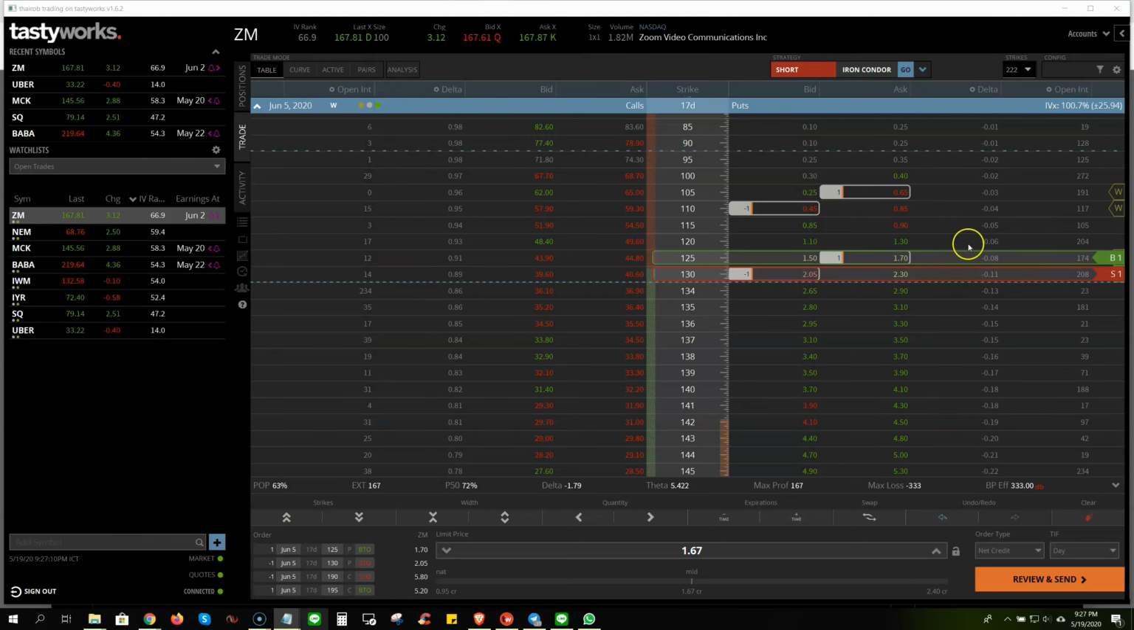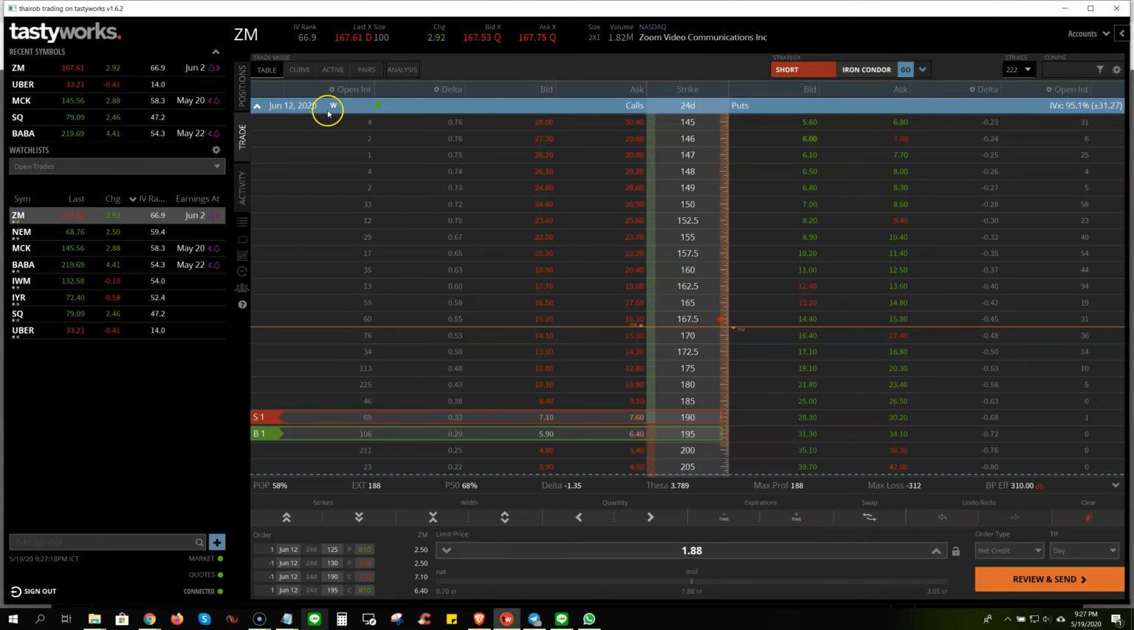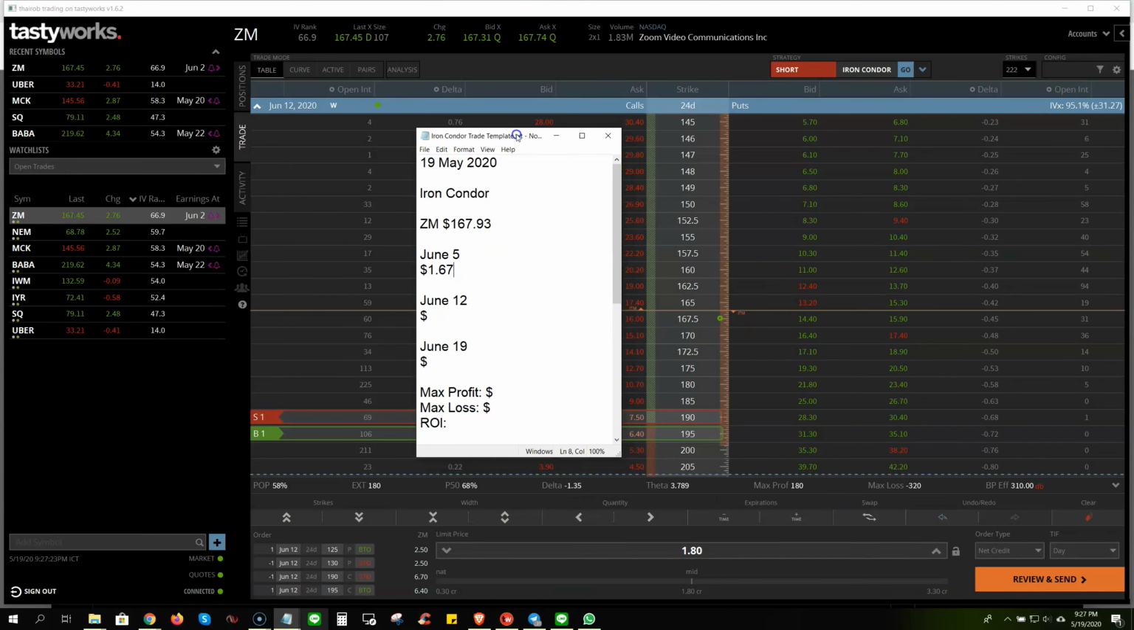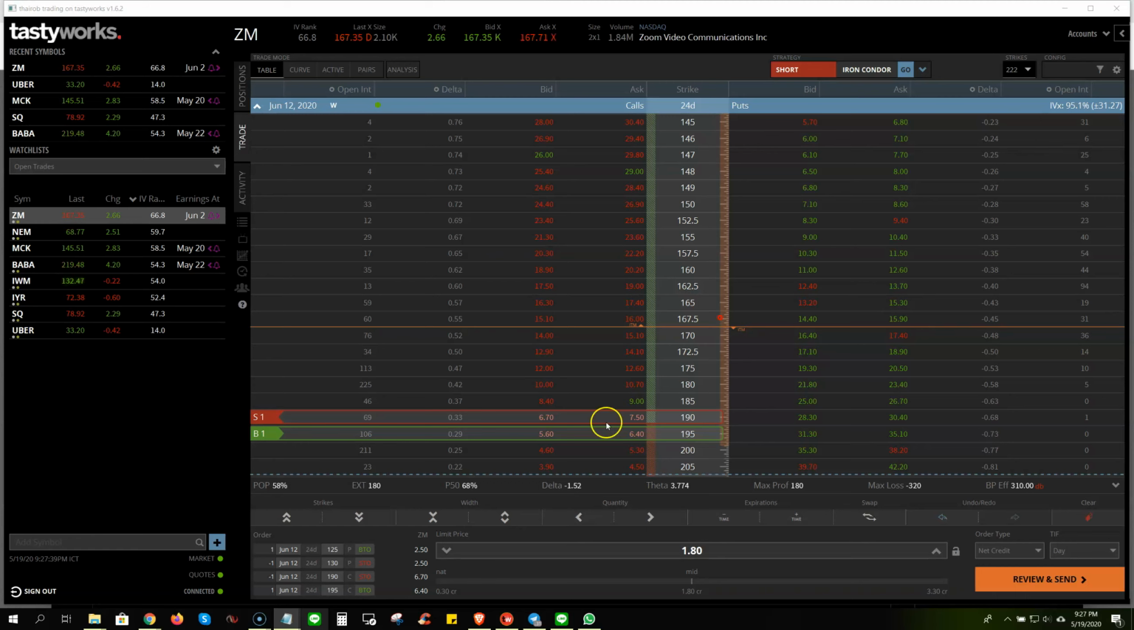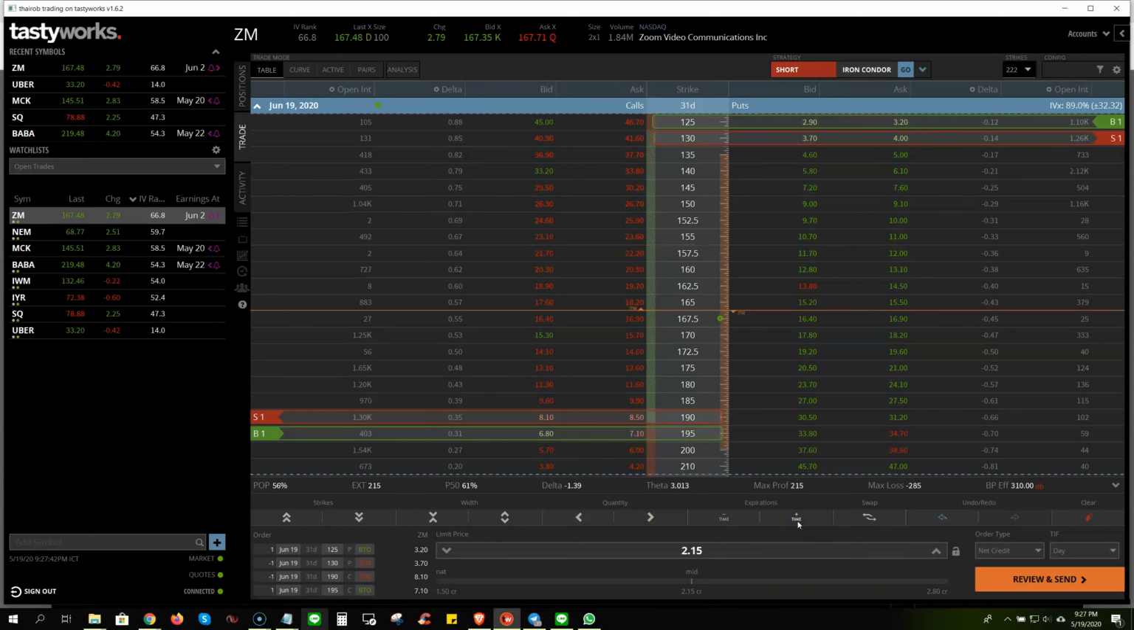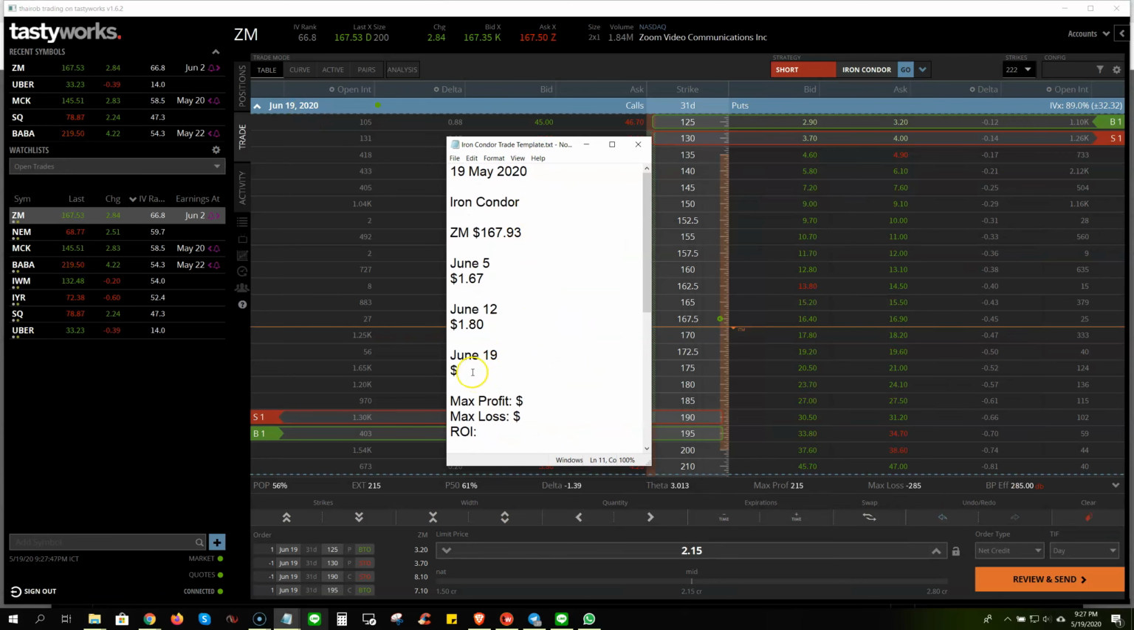Move this out the way. The way to move to the next month, down the bottom here, time, expirations, right, +1. We can see here is June 12. Okay, let me bring my notepad back over again. June 12 is 180. Okay, now we're going to go to the next one, June 19. Let's see June 19 up here, and let's put this in as 215.